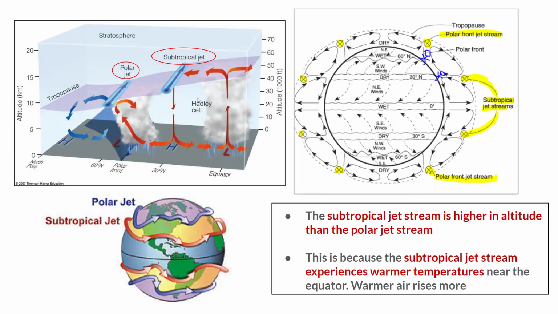Another thing you should notice, and don't mind the Hadley cell right here. We're not going to talk about this just yet, but notice that the subtropical jet streams near the equator are actually higher in elevation than the polar front jet streams near the poles. Why? Because think about it. Near the equator is our warmest air, right? And the warmer the air is, the higher it will rise because warm air is less dense. So that's why our subtropical jet streams, you can see, are much higher in altitude compared to the polar front jet stream.